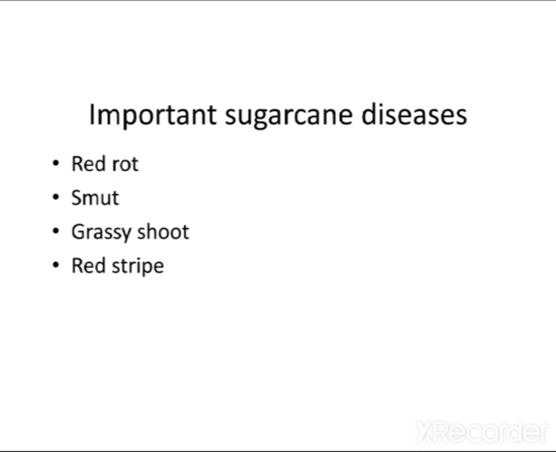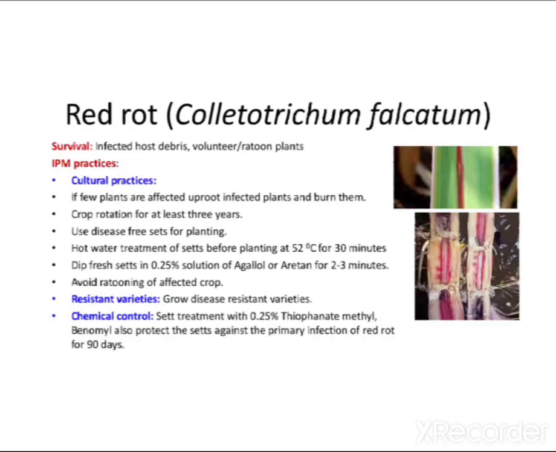So most of the important ones include red rot, smut, grassy shoot and red stripe. These are the most important diseases. So these are the four important diseases that are considered more important economically. So here the first one is the red rot of sugarcane.